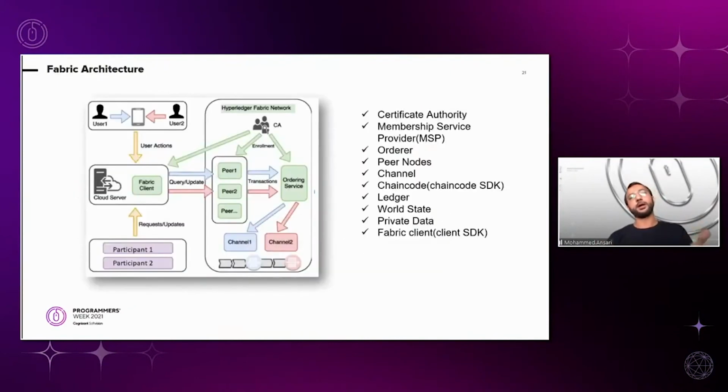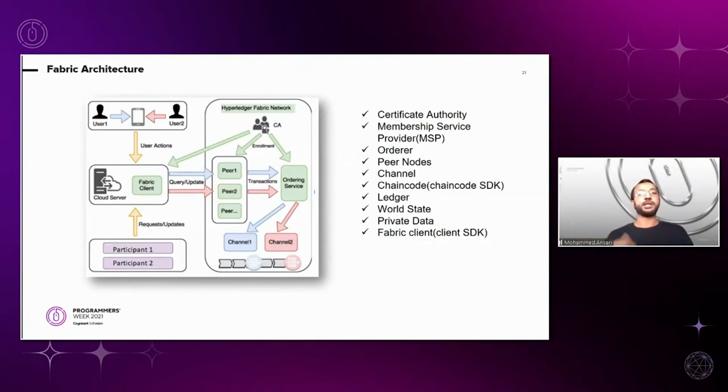Now, in terms of Fabric architecture, this is a little bit of an old diagram that I used. It doesn't list down all the components. So in terms of Hyperledger Fabric blockchain, if we want to understand the different components, we have a certificate authority, and we have a membership service provider. The certificate authority is responsible for generating certificates, private keys, and public keys. The membership service provider's job is to assign roles within the network. The orderer's job is to achieve consensus. Peer nodes are individual peers or nodes, the workhorse of the system.